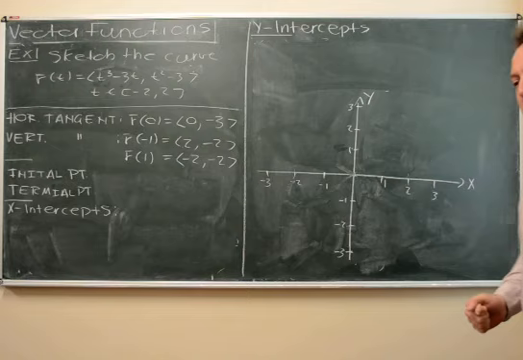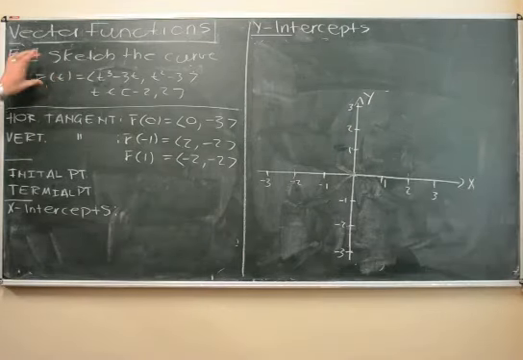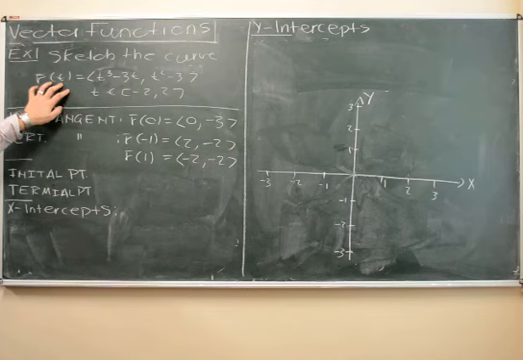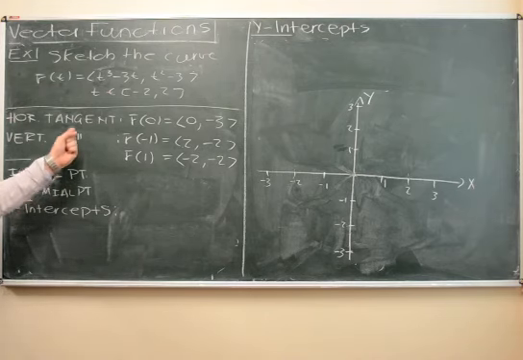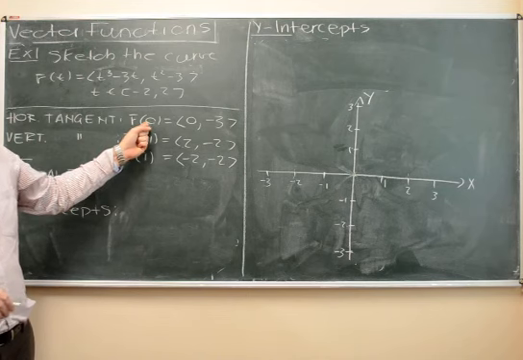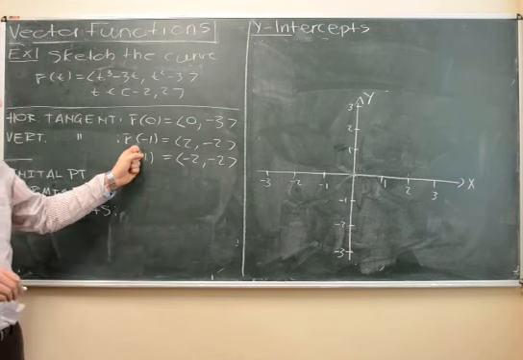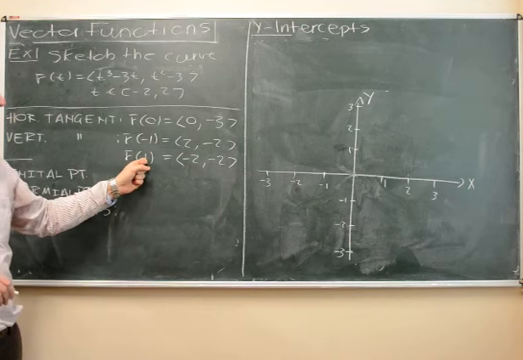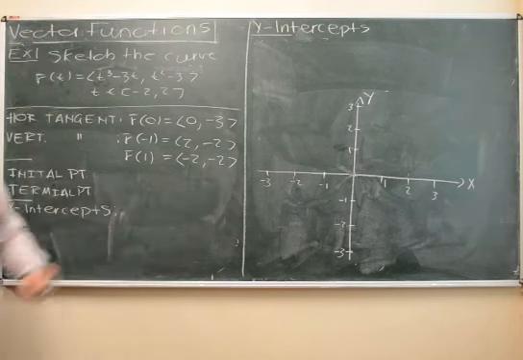Right, so let's continue with our example. Remember, we're supposed to sketch the curve given by this vector function r. In the previous video, we already found the horizontal and the vertical tangents. We found our horizontal tangent when t is 0, we get the point (0, -3). We found the vertical tangents when t is plus or minus 1, in which case we get the points (2, -2) and (-2, -2).